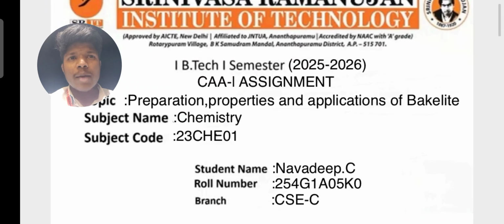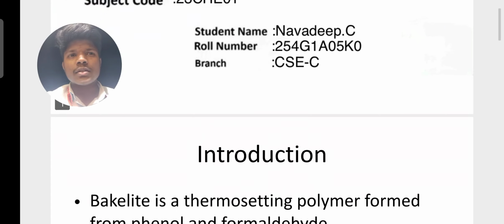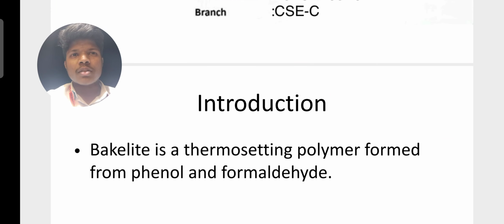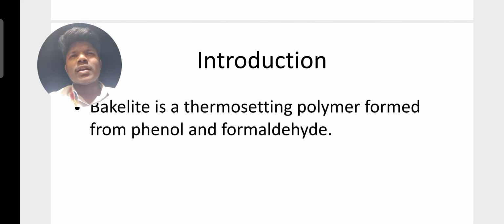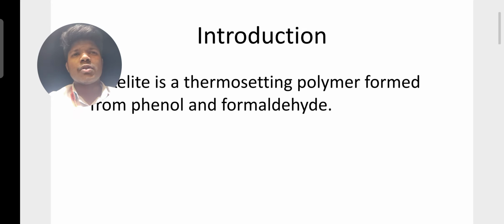Today I am explaining about the preparation, properties and applications of Bakelite. Now we are going to the introduction. Bakelite is a thermosetting polymer formed from phenol and formaldehyde. Bakelite's other name is phenol formaldehyde.